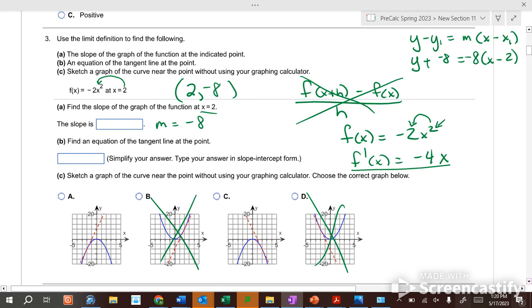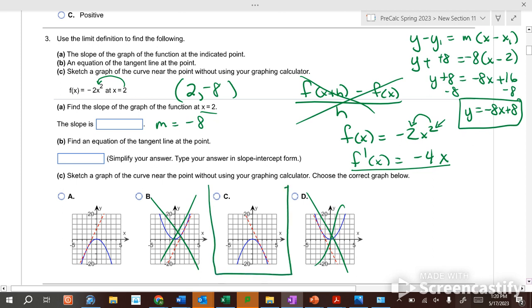Minus a negative is plus a positive, so y plus 8 equals negative 8x plus 16. And then subtract 8. So y equals negative 8x plus 8. That's my tangent line. Which graph has the tangent line y equals negative 8x plus 8? It would be C.